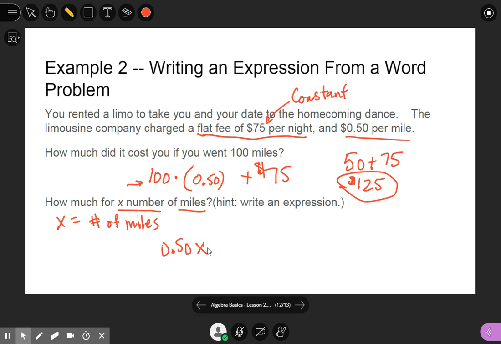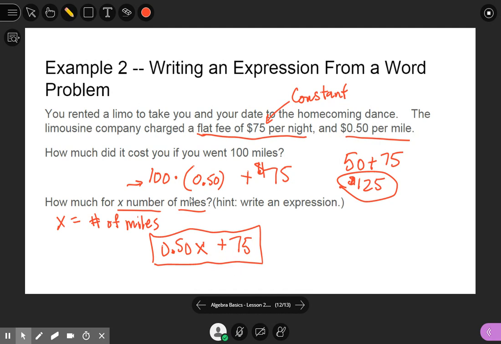Like that. Okay. So then we go plus $75 as an added fee for just anybody who wants to rent the limo for any number of miles. They're going to charge that $75. There's our expression. All right. All you do for any number of miles would be to multiply by 50 cents and then add the $75 on, because that's your extra fee.